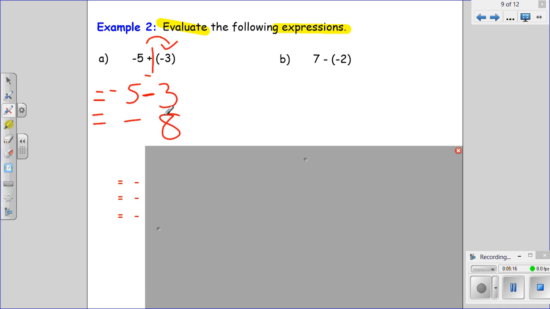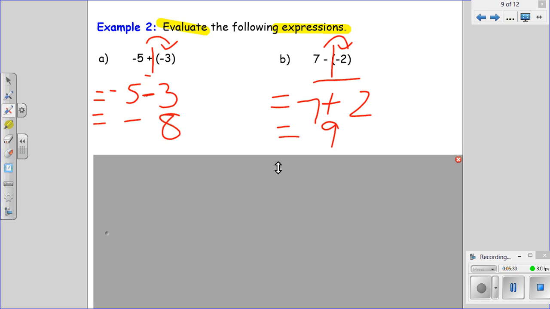7 subtract -2. I see one bracket there. I'm going to put a 1 in front. Now, a negative times a negative is what I see there. So I get 7, negative times a negative is a positive. 7 plus 2, that's grade 1 math. I'm not making it hard. If it's grade 1, keep it in grade 1. Don't look to make it difficult.